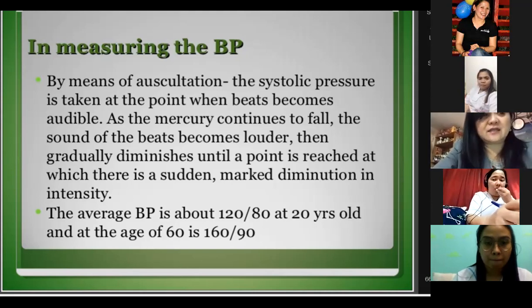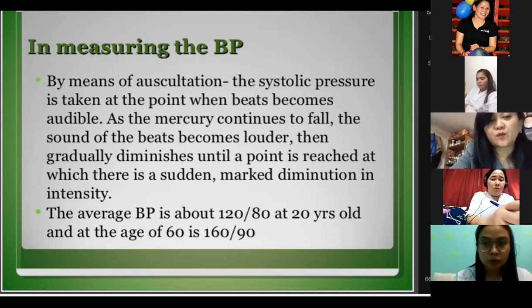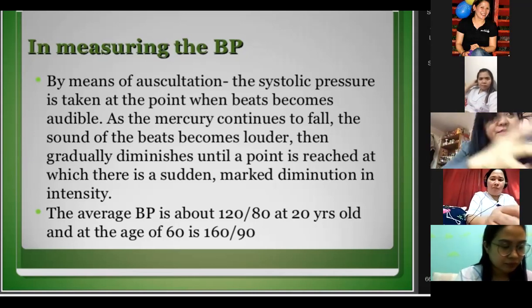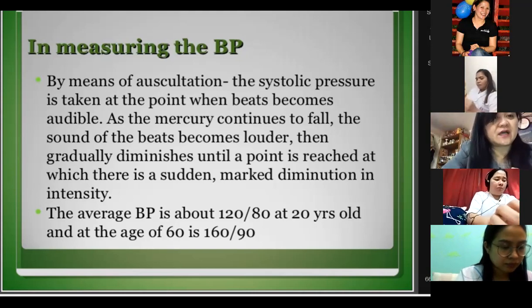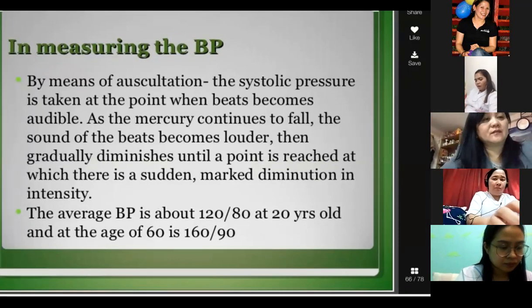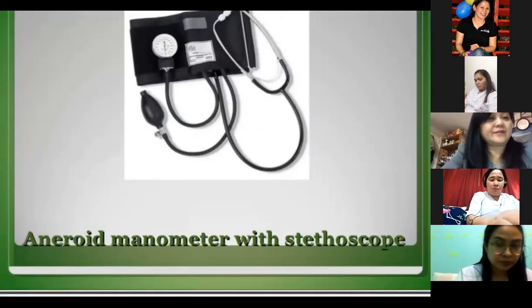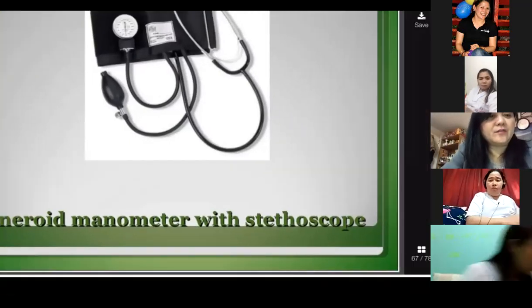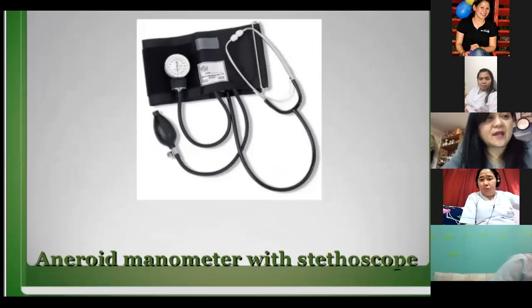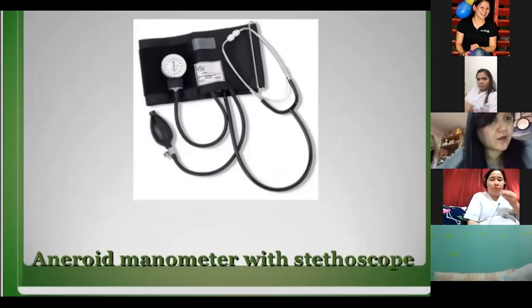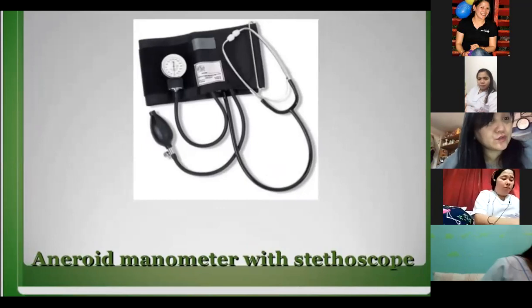diminution in intensity. The average blood pressure is 120 for 20 years old, and the average at the age of 60 is 160 over 90. Because the blood pressure depends upon the age also, or depende rin sa condition ng patient natin. Now, this is an aneroid manometer with stethoscope. Ito yung mga instrument that we have to use in taking the blood pressure for the patient.